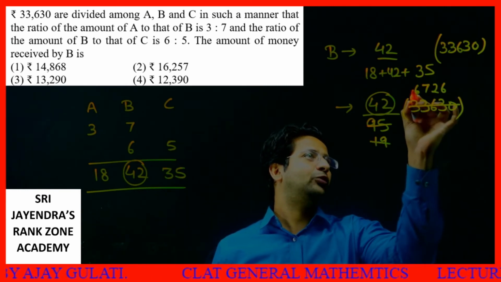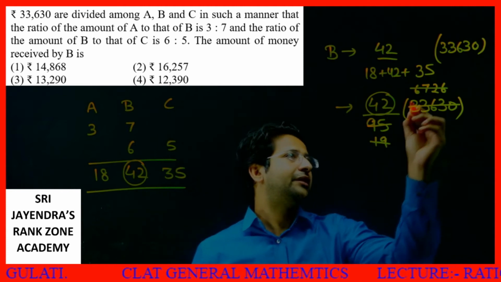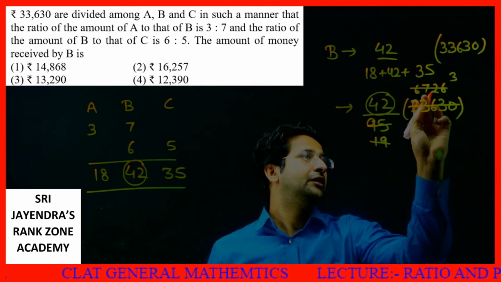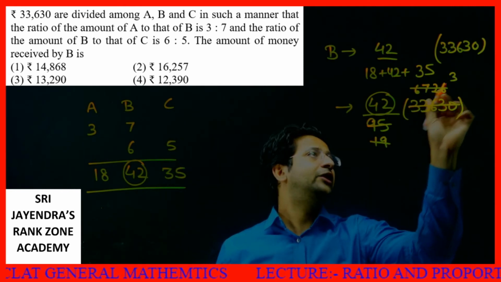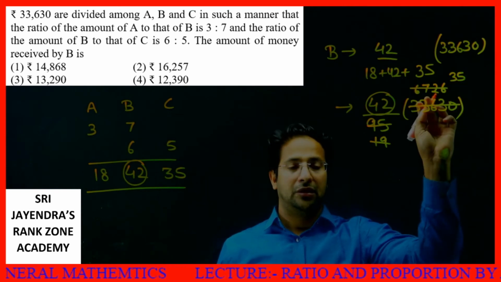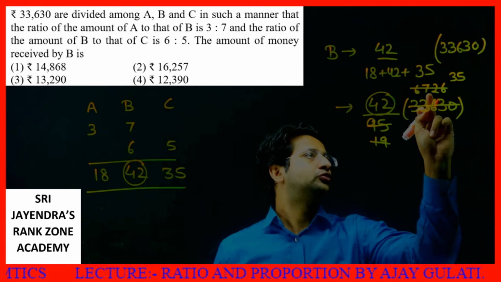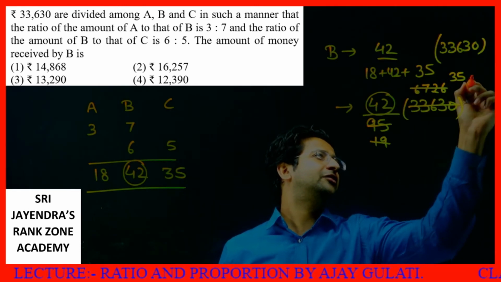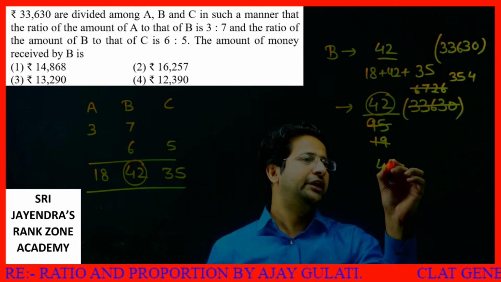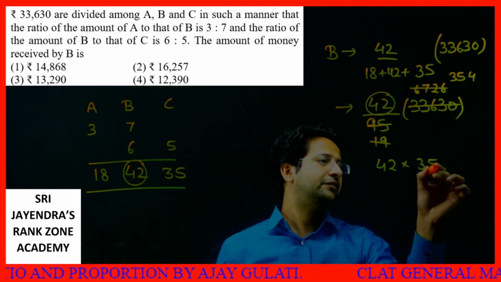Now it will have to be cancelled by 19 definitely. 19 into 3, 57. 102. 19 into 5 is 95. So 102, 7 remaining, 76 is 4. So answer is 42 into 3, 5, 4.